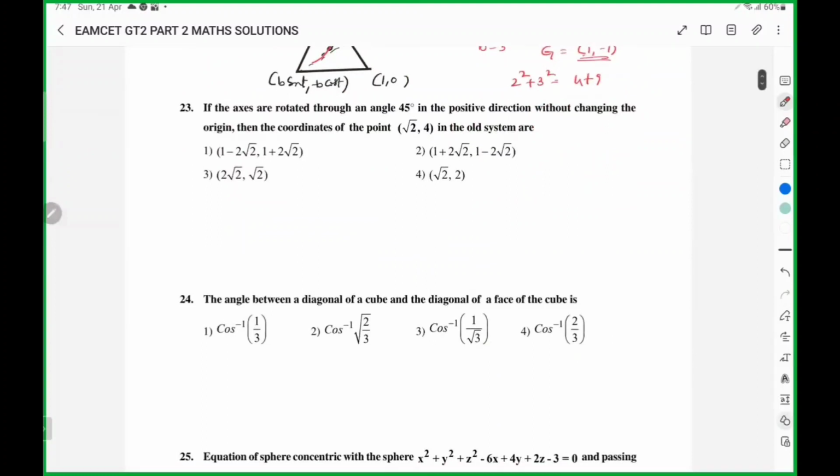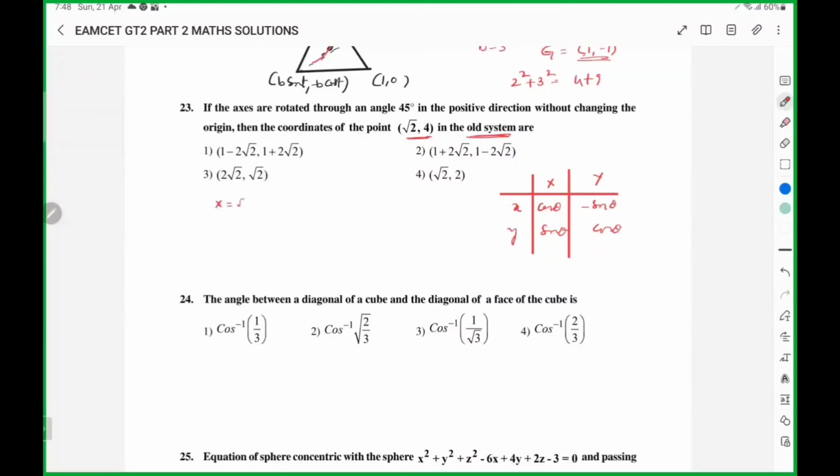If the axis is rotated through an angle of 45 degrees, the relation between capital X and small x, when the axis is turned through an angle theta, is: x is cos theta, minus sin theta, y is sin theta, cos theta. He has given coordinates in the new system. He is asking for coordinates in the old system.